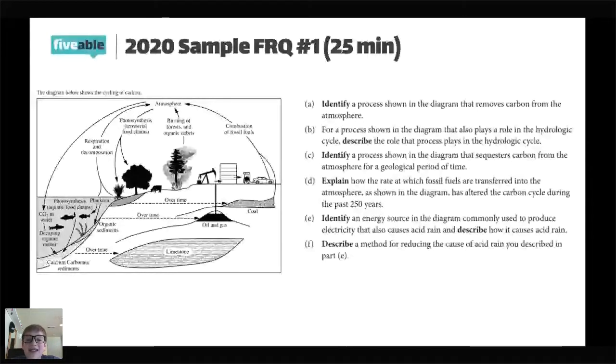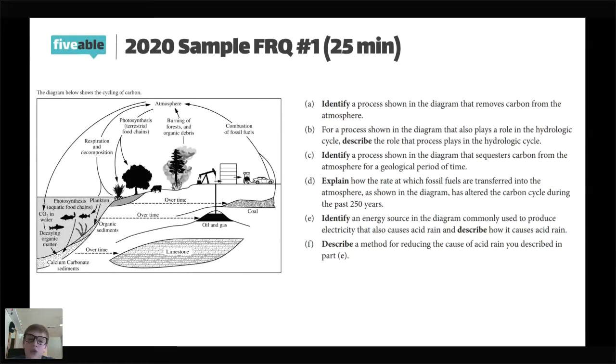E says, identify an energy source in the diagram commonly used to produce electricity that also causes acid rain and describe how it causes acid rain. So now we're moving from Unit 6 into Unit 7 with acid rain. What energy source in the diagram commonly used to produce electricity also causes acid rain? Let's just start with the first part of the question, the identify.